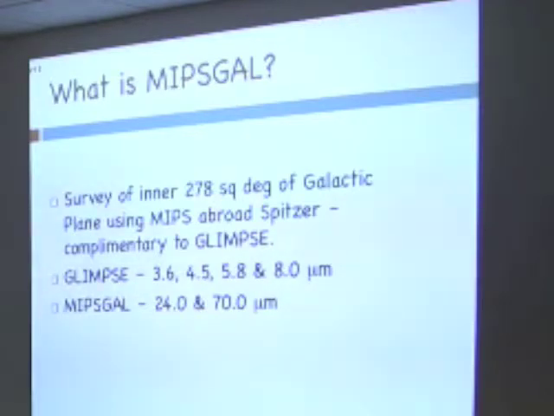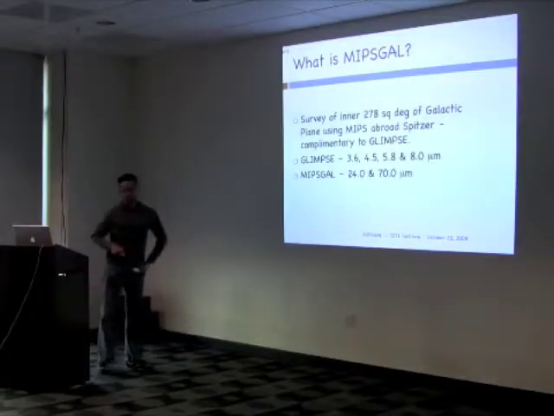It's very similar to the GLIMPSE legacy program. GLIMPSE was a legacy program from cycle 1 of Spitzer, and MIPSGAL is a legacy program from cycle 2. GLIMPSE looks at our galaxy in 4 different wavelengths, 3.6, 4.5, and so on and so forth. MIPSGAL looks at the same region at 24, 70, and 160, but our program was set in such a way that we were just interested in 2 wavelengths. Today, mainly I'll be talking about the 24 micron project.